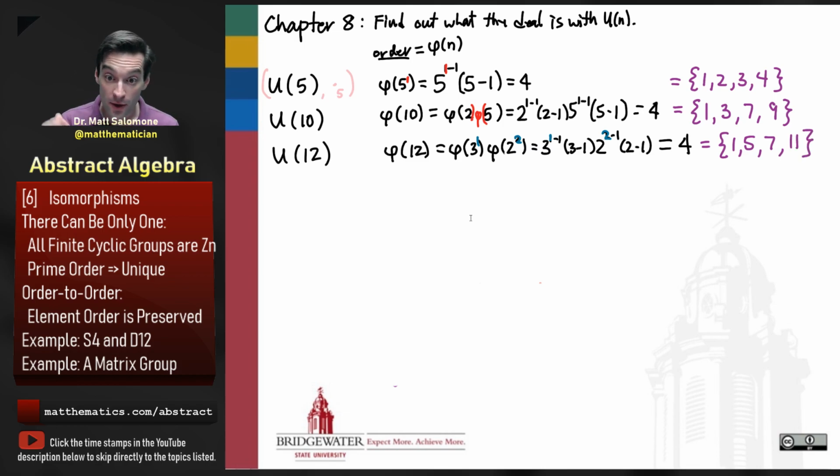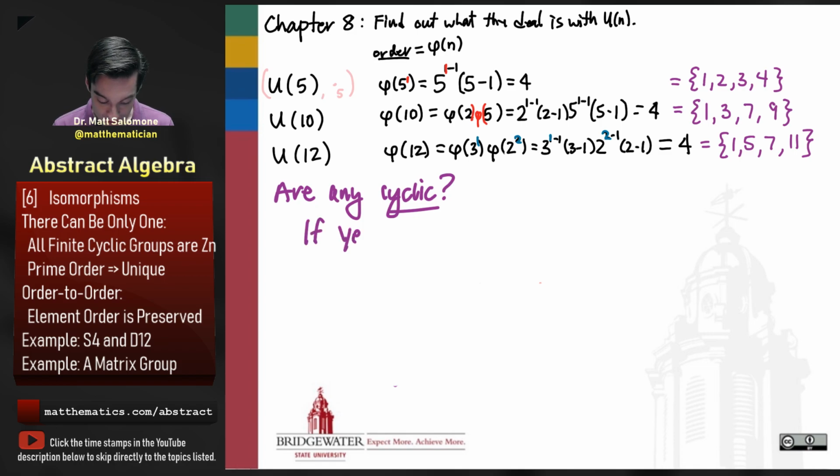Now, to figure out which of these groups are isomorphic to one another, because I'm guaranteed here by the statement of the problem that exactly 2 of these 3 are indeed isomorphic, let's try and be savvy. Let's try and use something that we just learned and ask ourselves the question, are any of these groups cyclic? Can I find a generator for them? Because if yes, then the group that is cyclic is going to be isomorphic to Z mod n.